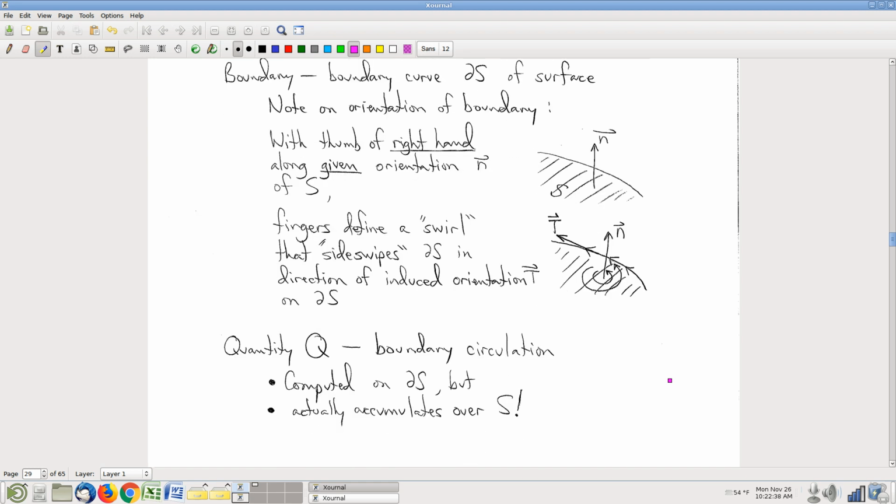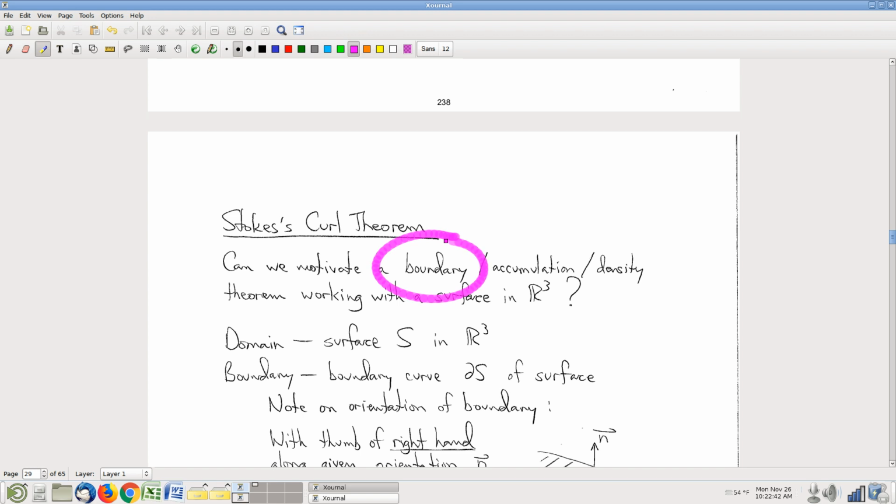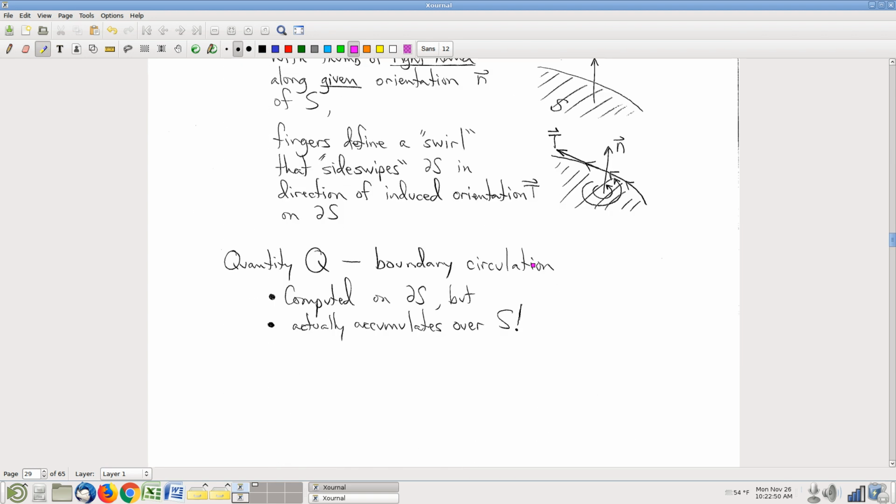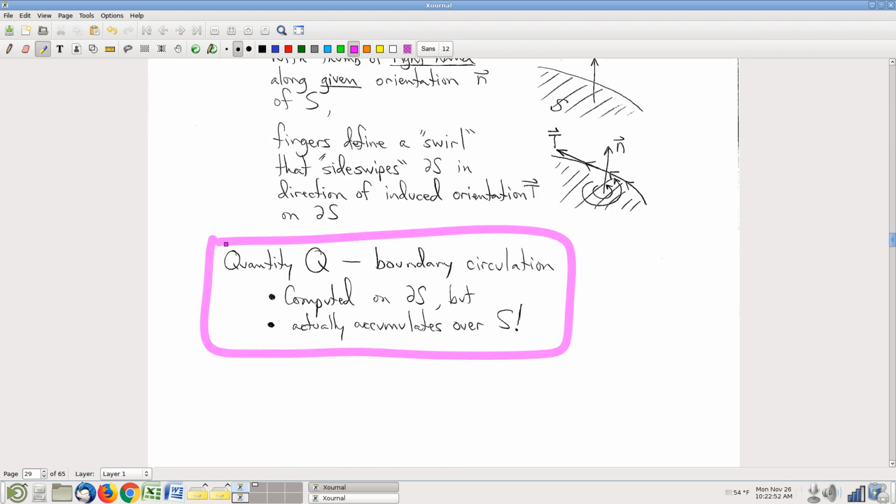What is the boundary quantity? This boundary quantity that I claim is going to accumulate over the interior, resulting in a new notion of density. What is this quantity? The quantity is circulation. By the way, just like Green's theorem. So, in fact, we're going to see lots of analogies between this new theorem that we're developing now and Green's theorem. So, boundary circulation.